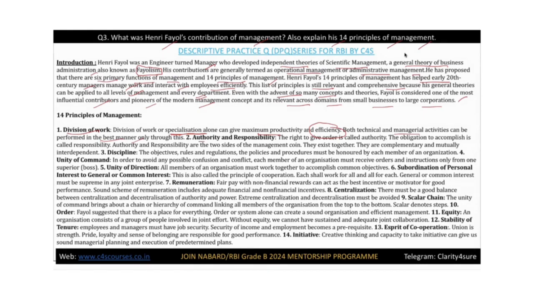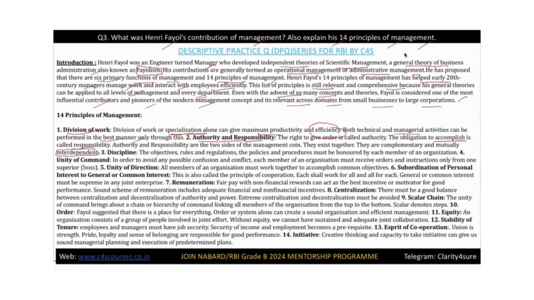Now comes authority and responsibility. What is actually authority? Authority is all about giving orders. That is the right to give orders. The obligation to accomplish that work is called responsibility. So you can say that authority and responsibility are two sides of the management coin. They exist together. They are complementary and they are interdependent.